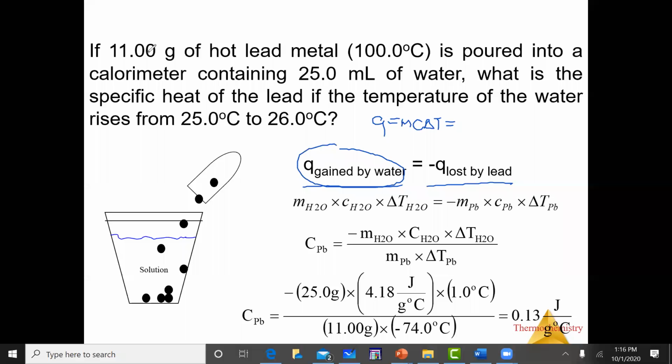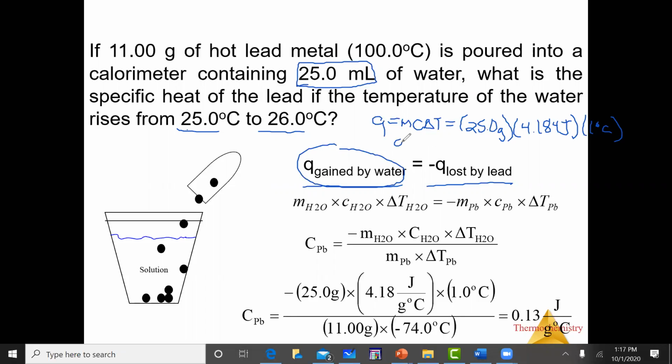Now we don't have the mass of the water, but we do have the volume. We have 25.0 milliliters, but water has a density of 1 gram per milliliter. So I know that that is the same thing as its grams. So my mass for this is going to be 25.0 grams. My specific heat of water is always going to be 4.184 joules per gram degree Celsius. And then the change in temperature of the water was 25 to 26, so final minus initial, or 1 degree Celsius, is the change there.